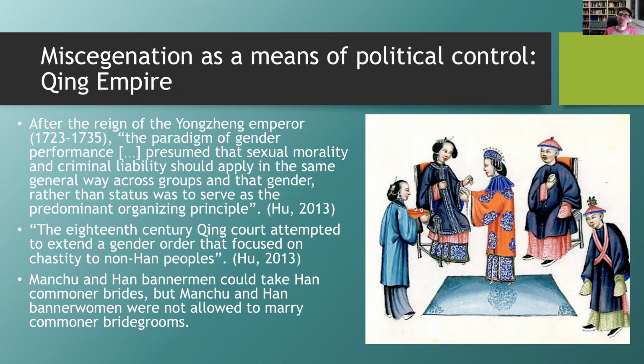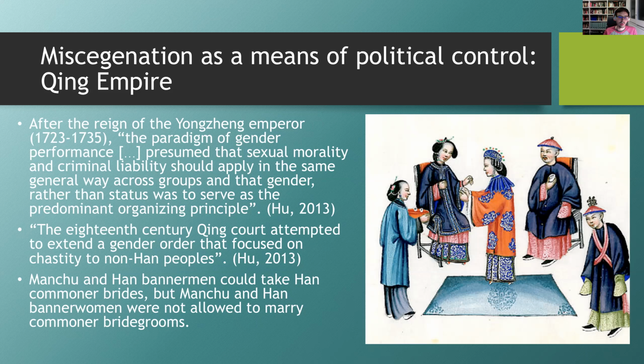So Manchu and Han bannermen could now take Han commoner brides, but Manchu and Han banner women were not allowed to marry commoner Han bridegrooms. So you see, if you were a woman of the elite, you could not marry outside the elite. But if you were a man of the elite, you could marry outside the elite. So gender now becomes the decisive factor here.